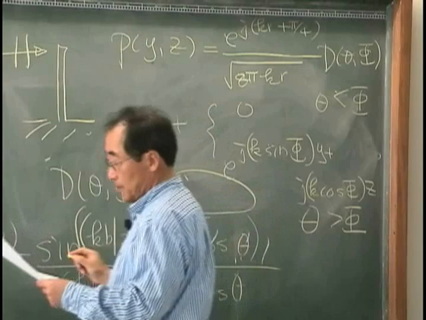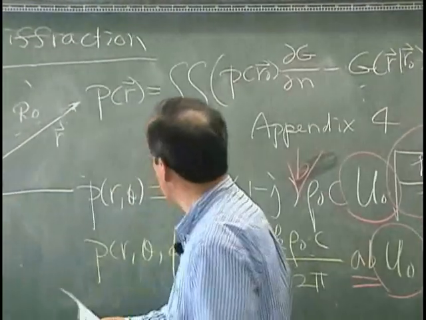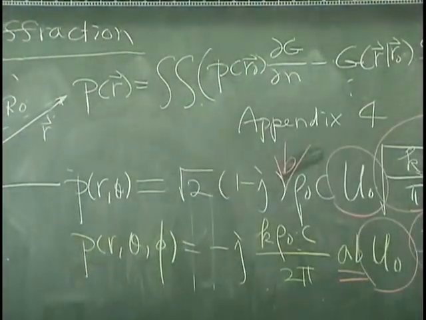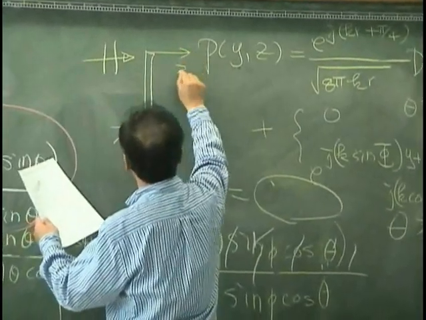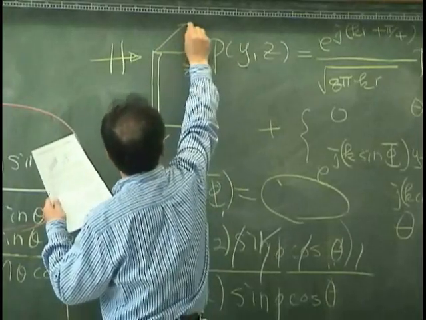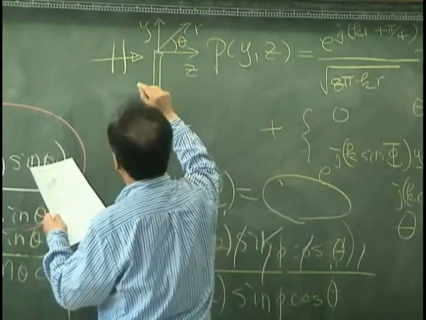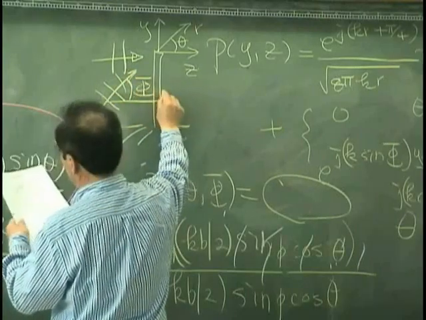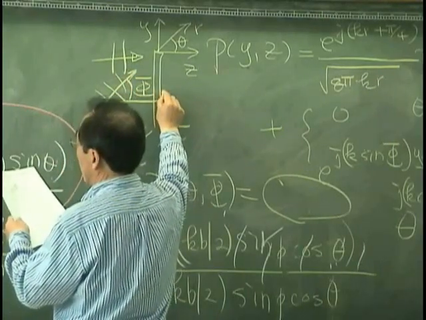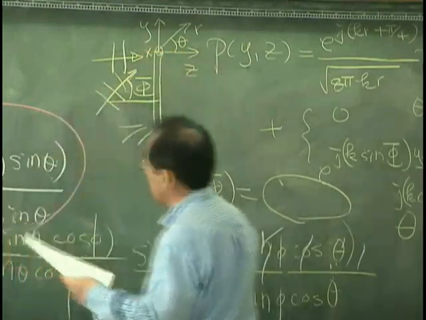some function in theta and phi, and the coordinates look like, okay, this is z, this is r, and this is y, and this is theta, and the angle of incidence is phi. Okay, right, and the coordinate toward this direction is x.